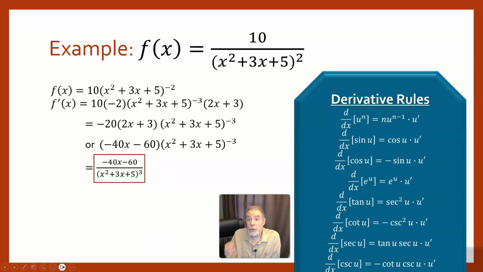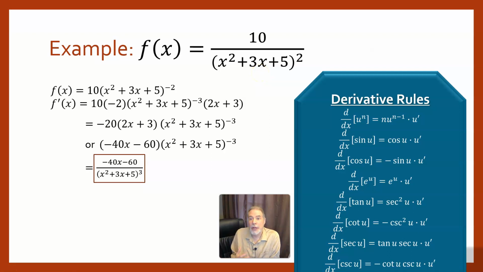Now, we could have used the quotient rule. Take the denominator times the derivative of the numerator minus the numerator times the derivative of the denominator, all over the original denominator squared. But if we did it that way, part of that would involve taking the derivative of this denominator, and we'd still have to use the chain rule for that.